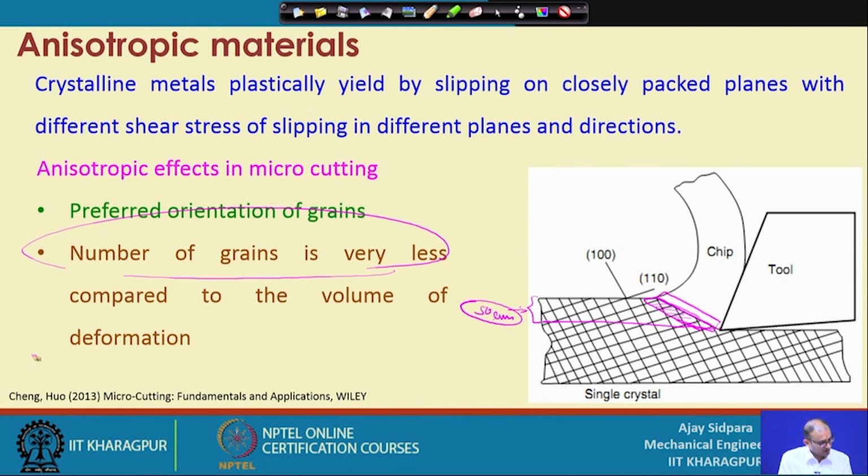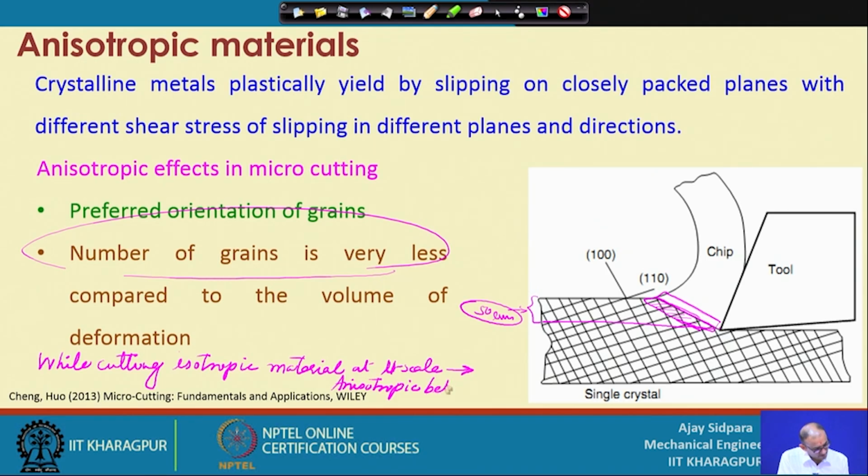So, even while cutting isotropic material at micro scale, anisotropic behavior of the material plays an important role.